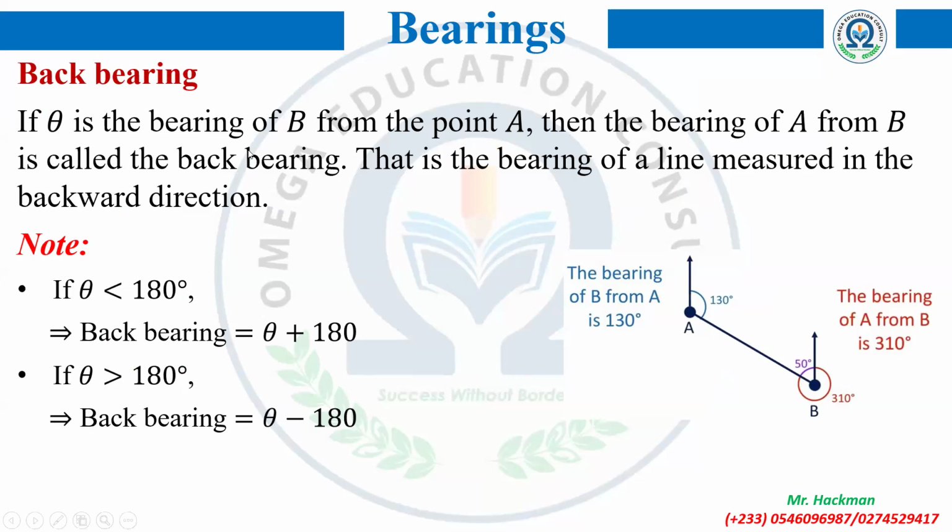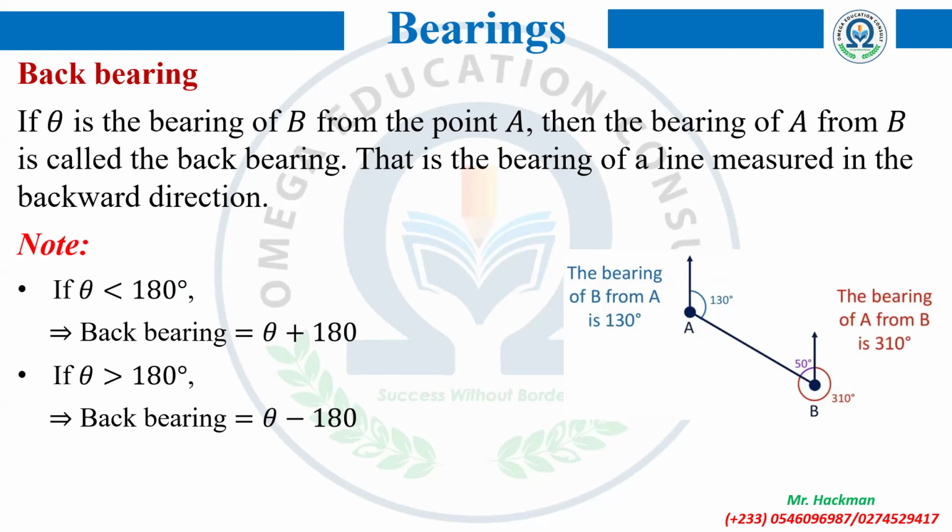So if theta is the bearing of B from the point A, it means this theta that you are giving is what we call the forward bearing. So any bearing that you are giving is the forward bearing. If you want to go back, then we call it the back bearing. So if I move from A to B and I move through a certain angle before I go to B, that is my forward bearing.